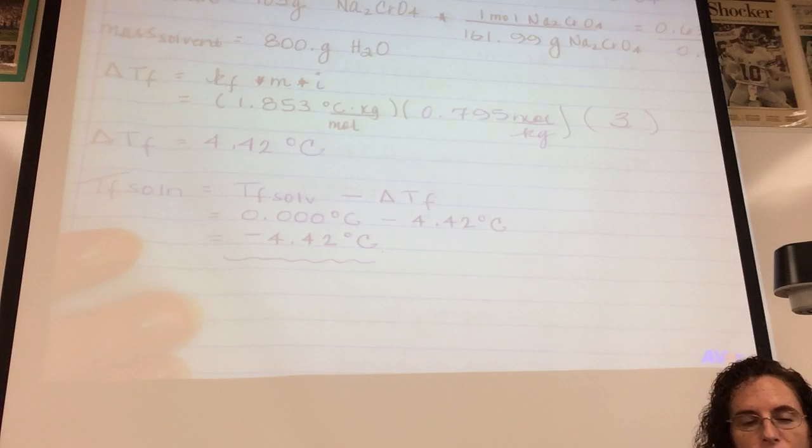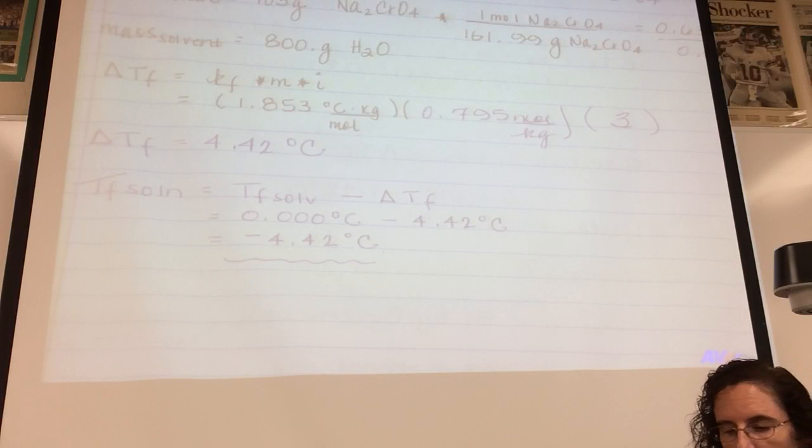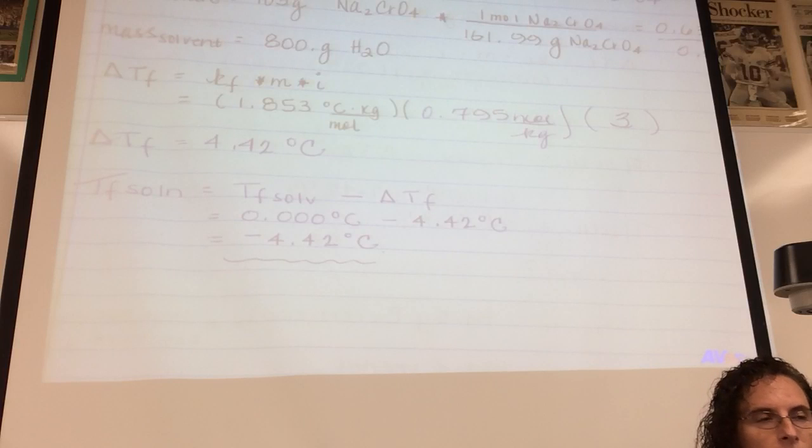There's really not much difference here from what we did the other day. Calculate delta Tf, calculate the Tf of the solution by subtracting from the Tf of the solvent. Here's a second example that you can give a try. Tomorrow we will either finish up the note packet or do a mini lab on solutions.